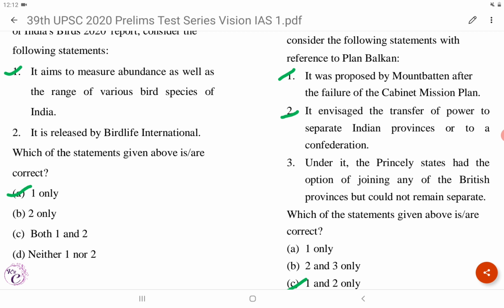Mountbatten consequently abandoned the Plan Balkan and started on a fresh plan by asking his advisers to recast the whole plan to meet Nehru's main objection. Hence, only statements 1 and 2 are correct.